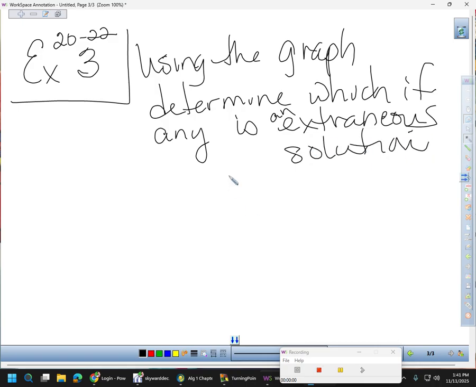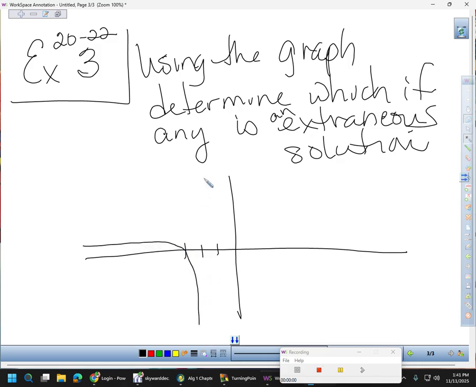All right, so I'm going to first give you a graph. And in this graph, let's say I do this and this. All right, and I tell you that x equals negative 3 and x equals 2. Which one of those is a solution and which one must be extraneous?